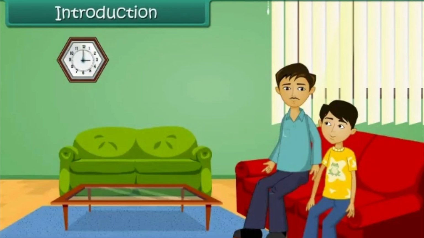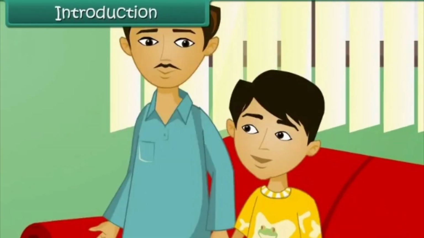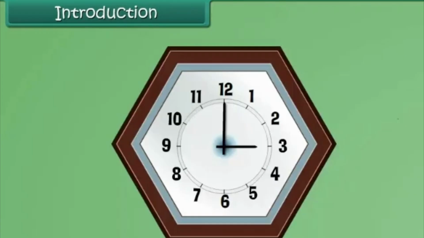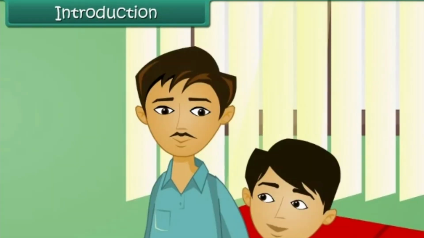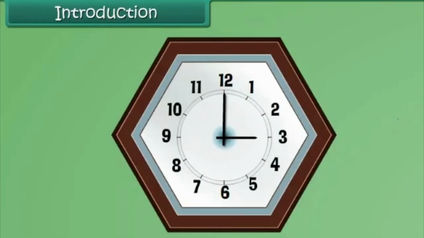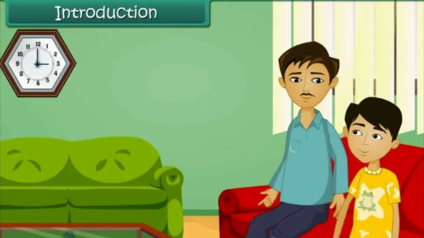Introduction. Why are you looking at the clock, Vijay? I am trying to make out the angle made by the hands of the clock, uncle. I see. So what angle do they make, Vijay? They make a right angle, uncle. Great! Can you also comment on the shape of the clock, Vijay? Sure. The clock has 6 sides and it's a hexagon. Wonderful, Vijay. You have learnt your geometry well.